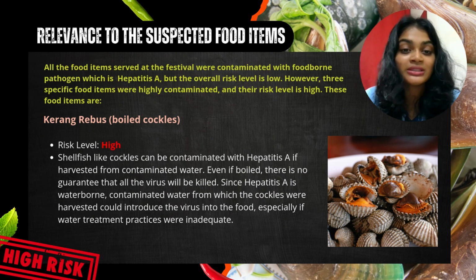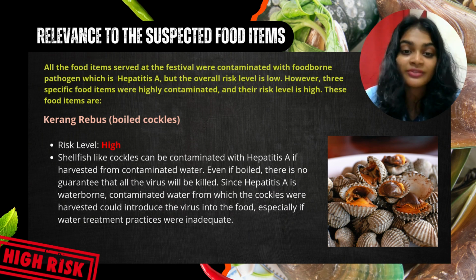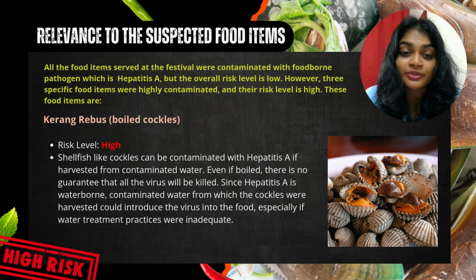The first food is kerang rebus, or boiled cockles. The risk level is high. Shellfish like cockles can be contaminated with Hepatitis A if harvested from contaminated water. Even if boiled, there is no guarantee that all the virus will be killed. Since Hepatitis A is waterborne, contaminated water from which the cockles were harvested could introduce the virus into the food, especially if water treatment practices were inadequate.